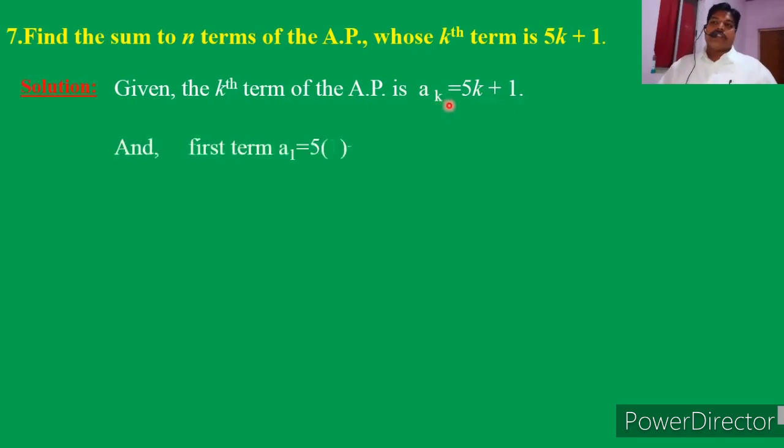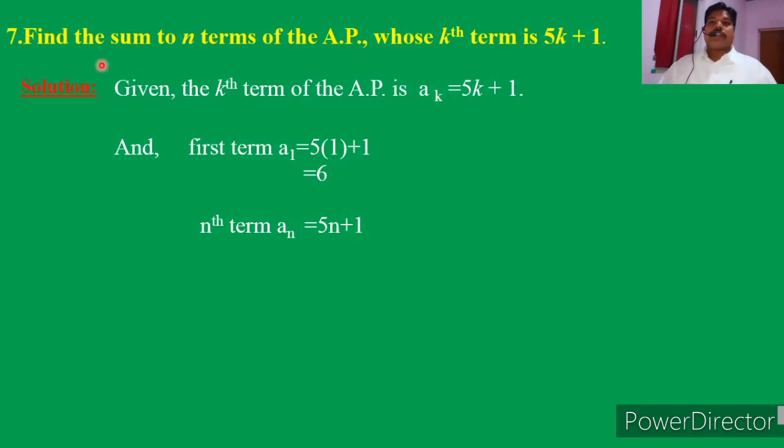So see students here, the first term a1 is equal to, what is the first term? 5 into, in the place of k, just replace 1, that is 5 into 1 plus 1. So that is equal to 6. And what is the nth term? In the place of k, just replace n, you will get the nth term. That is an is equal to 5 into n plus 1.